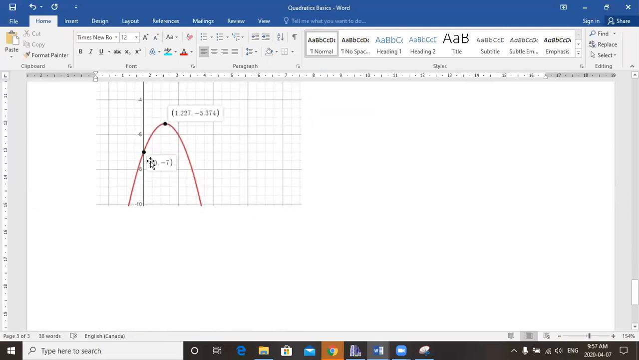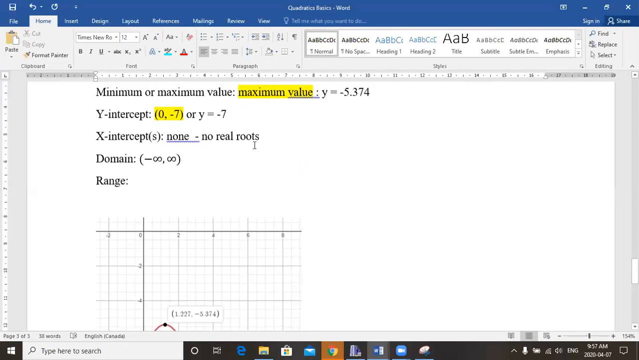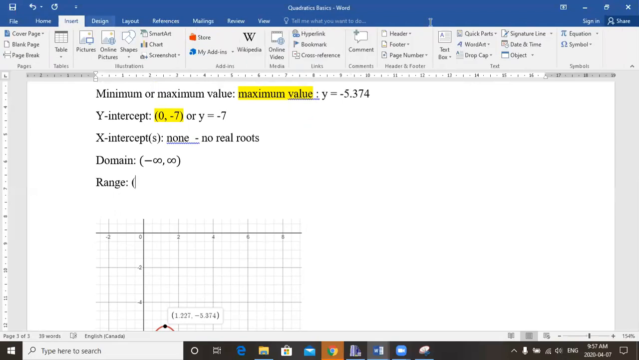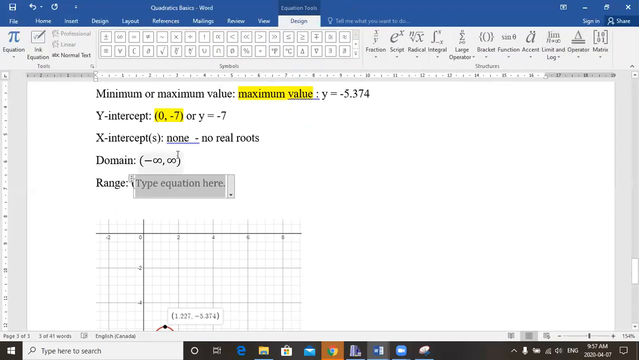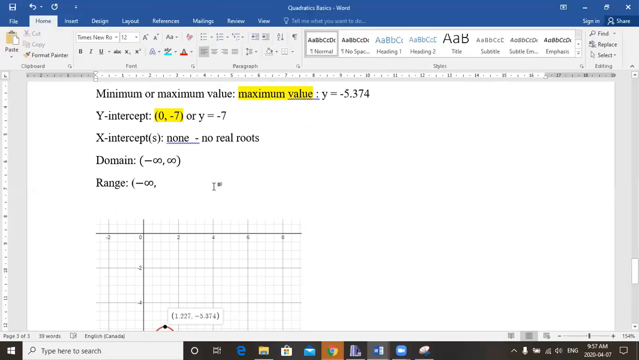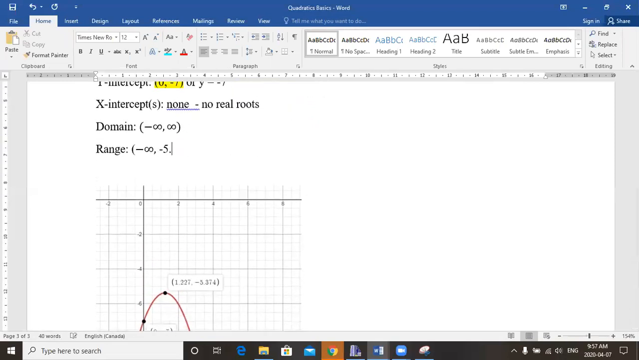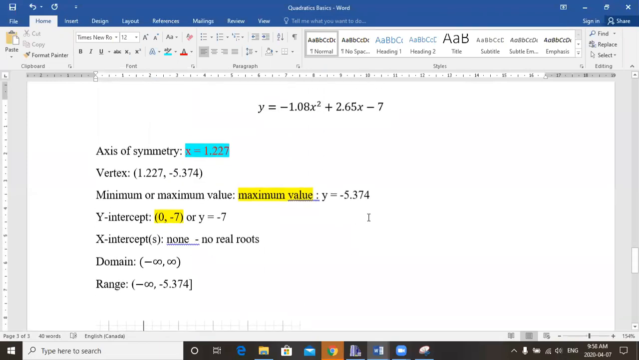The range. So now the range goes from negative infinity down here, comes up to a maximum. It touches it. So that's the maximum value. So the range is going to be a round bracket, negative infinity, and it's going to come up and touch the max, which is negative 5.374. And we close it off with a square bracket because it touches that. Okay, so this is just an overview of getting information from the quadratic functions.